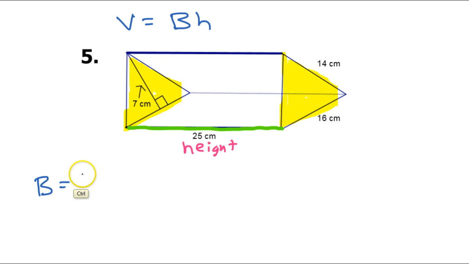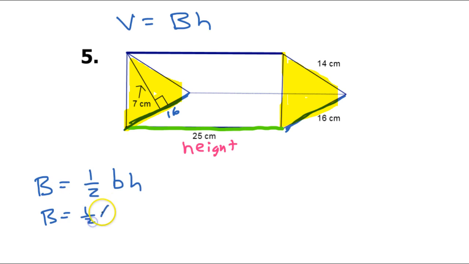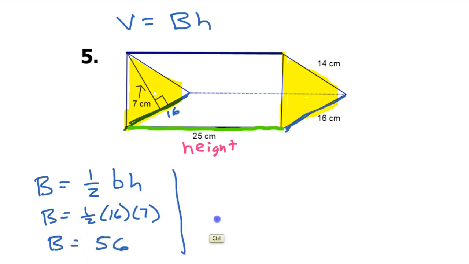Well, that's a triangle. So the area of a triangle is 1/2 base times height. In this case, this B stands for base. That's the base of the triangle. I'm talking about this edge right here, and that's the same as this edge of the congruent triangle. So this is 16. So in other words, 1/2 base times height becomes 1/2 times 16 times 7. So the area of the base is going to come out to be 56. So keep that in mind.